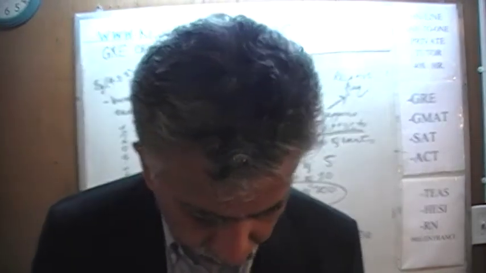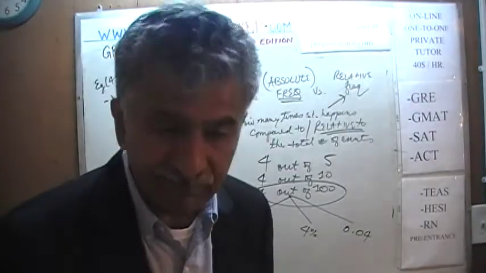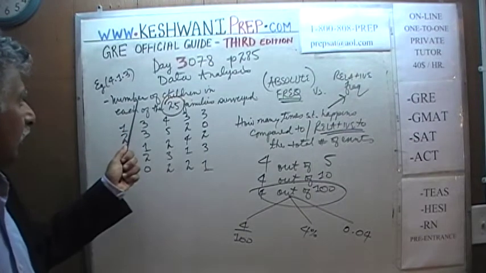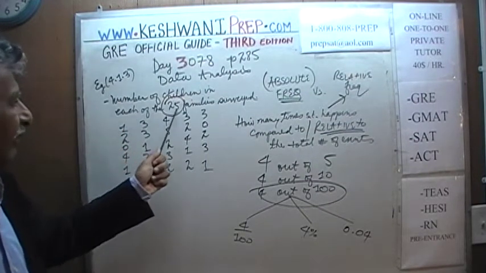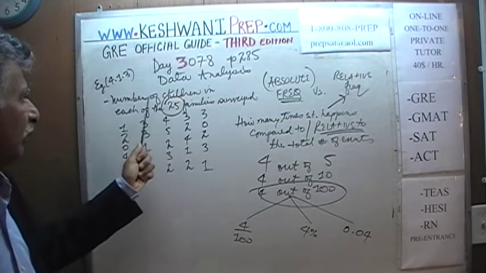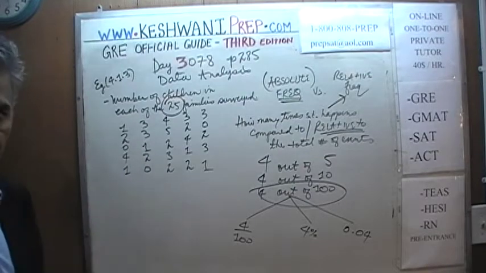data for which is already on the blackboard, as you can see clearly. Example number 4.1.3. Here we are told that we surveyed 25 families. 25 families were surveyed and they were asked, how many kids do you have? Number of children in each of the 25 families. And the raw data is already on the blackboard.